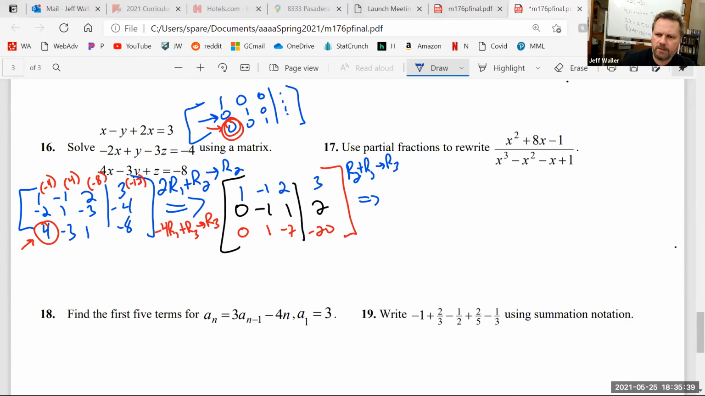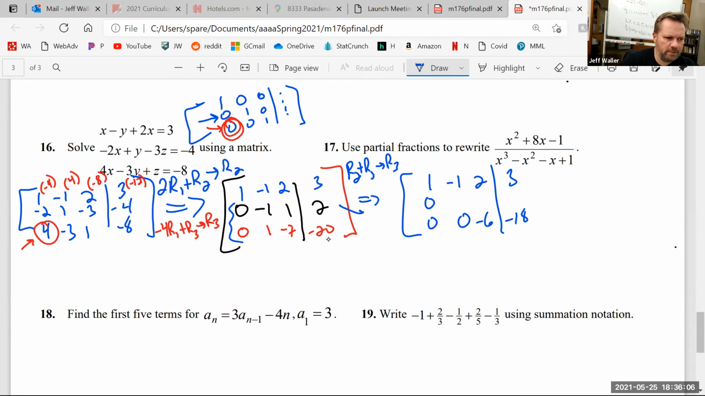Is anyone concerned? Okay, nobody's concerned yet. Good. So the 1, -1, 2, 3. And then if I add these two rows together, 0 plus 0 is 0. -1 plus 1 is 0. 1 minus 7 is -6. 2 minus 20 is -18. Now I'm also going to divide this by -1. You guys might be able to see why I did that. Two reasons. I want a 1 here, correct? And now what can I do between row 2 and row 1?